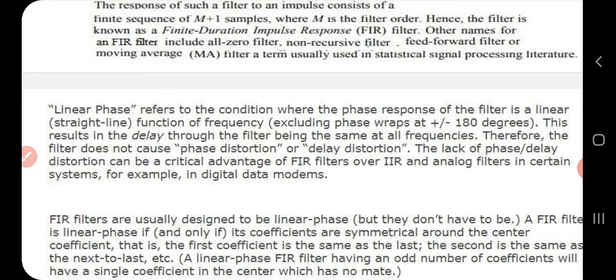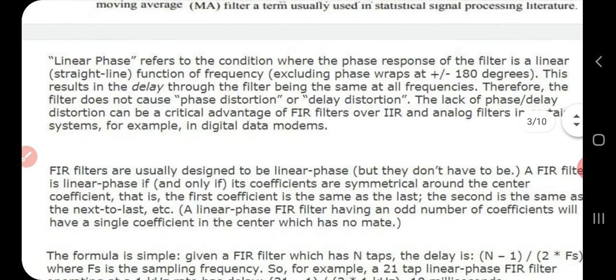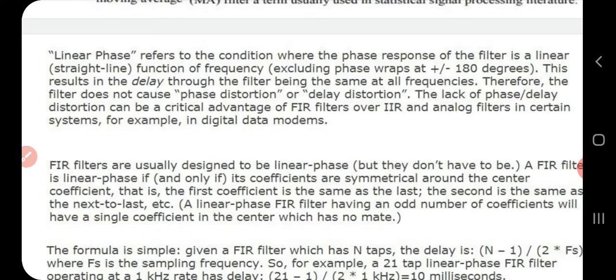So that is the meaning of linear phase: the phase response of the filter is a linear function of frequency, and so this will result in a delay of the signal as it passes through the filter, but that delay will be the same at all frequencies. Why? Because the phase response is linear, so the filter will not cause any phase distortion or delay distortion. So that is one advantage. This lack of phase distortion or delay distortion is one of the advantages of FIR filters over IIR filters.